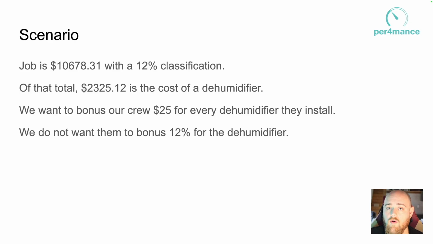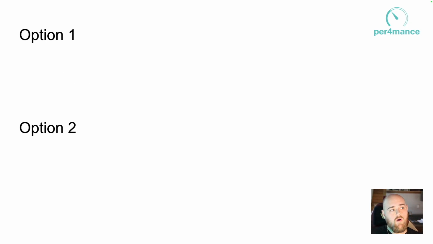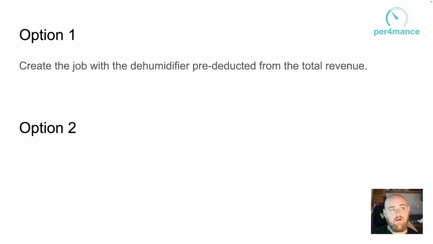Like I said, there's really two routes to get to this answer. In option one, we would create the job with the cost of the dehumidifier pre-deducted from the total revenue. And then we're going to add a dehumidifier to the job that then increases the revenue and adds that $25 as bonus. Now, this is the most straightforward way of doing it, but creating a job pre-deducting the total revenue, depending on your situation, that could actually be really challenging for the guys, trying to figure out how much in each thing that they need to deduct. And you may be able to do this for them, but either way, we're pushing a lot of work on either your crew or you, right?